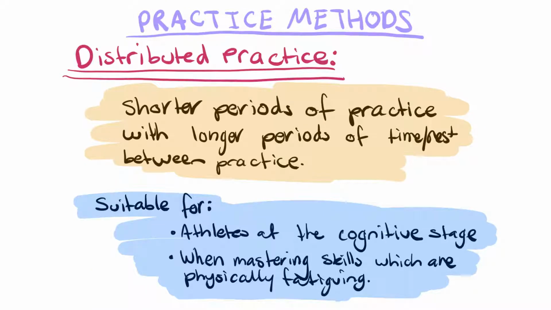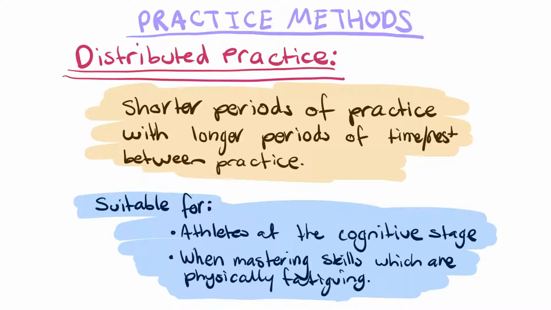So then obviously the opposite to mass practice would be distributed practice. And so distributed practice obviously looks at the fact that we're practicing a skill for shorter periods with longer periods of time or rest between the practice. So you might have only an hour training session, or say a 45-minute training session which might be broken up into, say, 10-minute training blocks. And this is suitable for athletes at the cognitive stage.